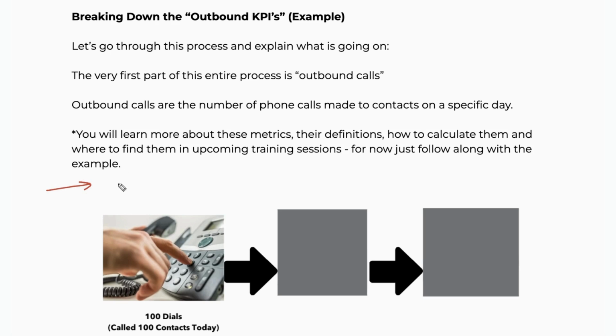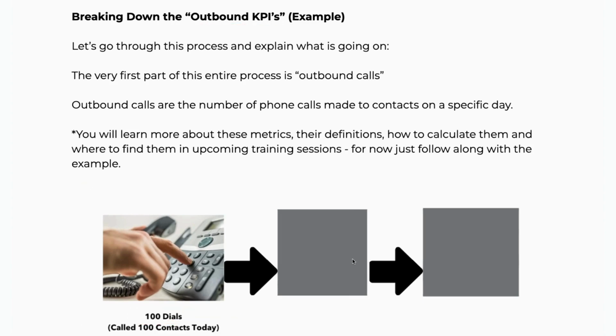The first part of the outbound process is the outbound calls in itself. The outbound calls are the calls that we are making to prospects. These are the number of people that we are contacting in a specific day. For the sake of this example, let's say we did 100 dials, meaning we called 100 people, and then we're going to see what the outcome of that is, what the percentages look like, and what the KPIs are around that.